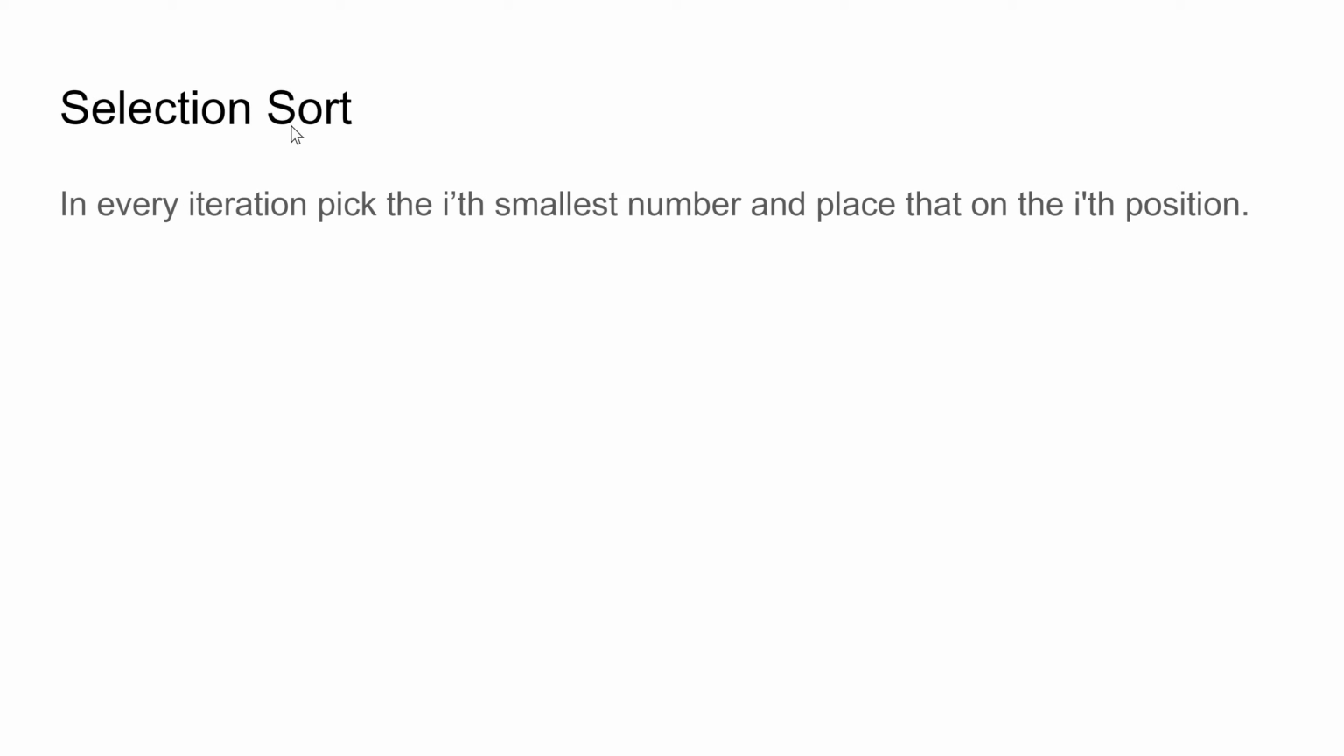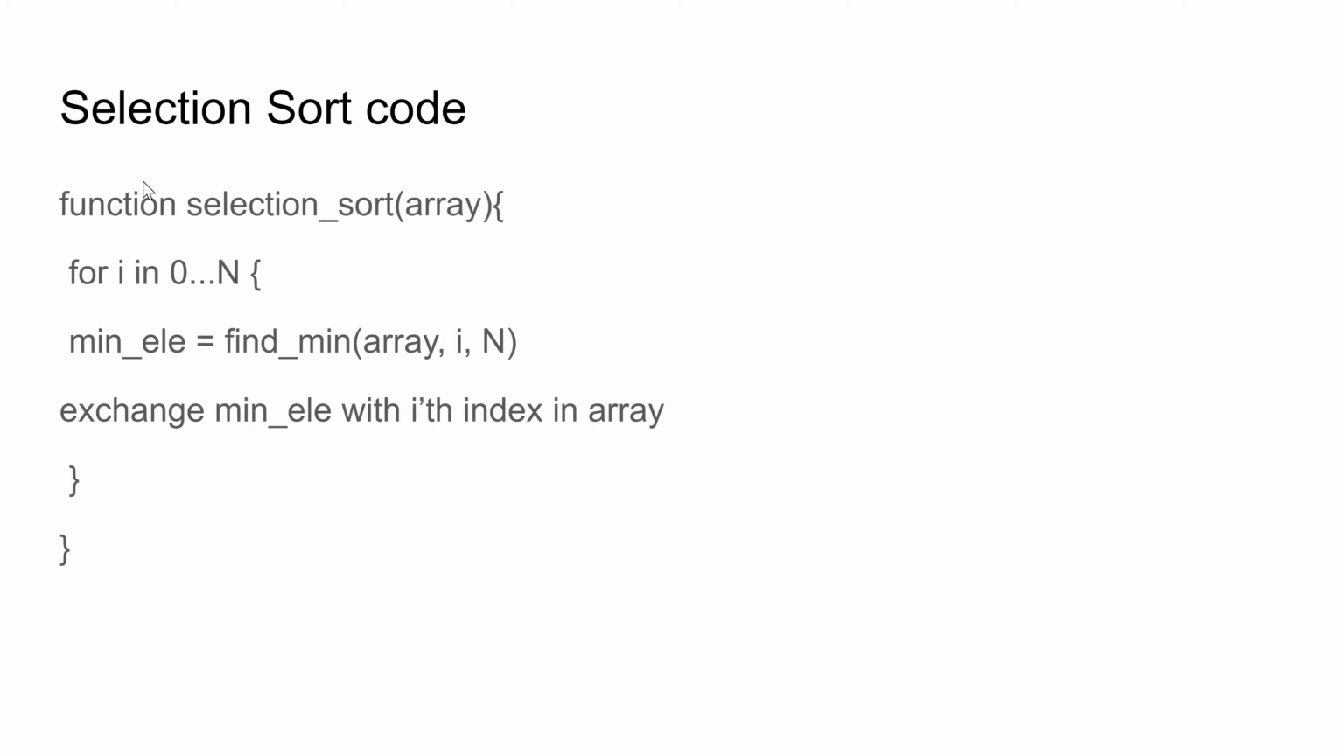Selection sort. In every iteration, pick the ith smallest number and place it on the ith position. Selection sort code. Function selection sort, array. For i in 0 to n, min element equals find_min(array, i, n). Exchange min element with the ith index in array.